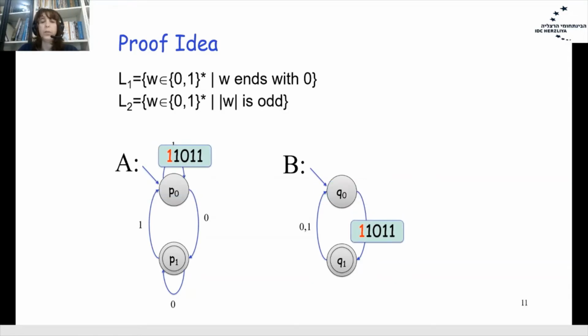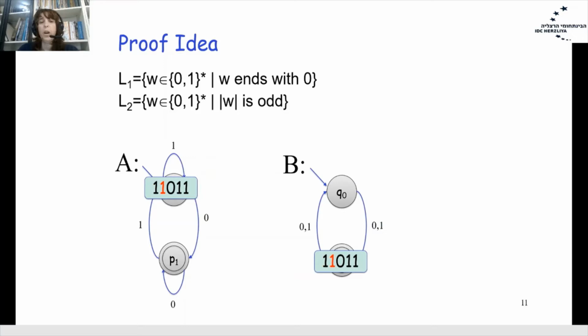Okay, the first step, we move from P0 with 1 to P0 in automaton A, and we move with 1 from Q0 to Q1 in automaton B. The next input is 1, once again. We stay at the same state in automaton A, and we move from Q1 to Q0 in automaton B.